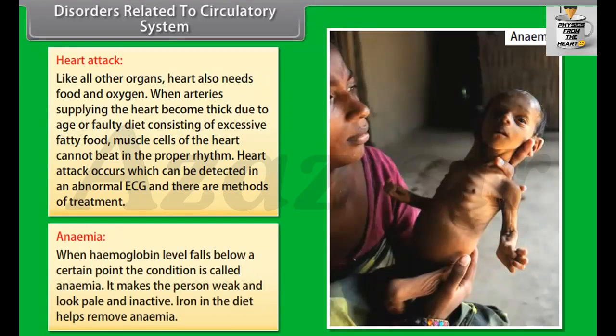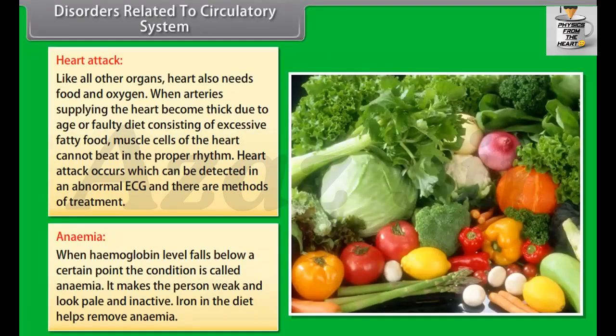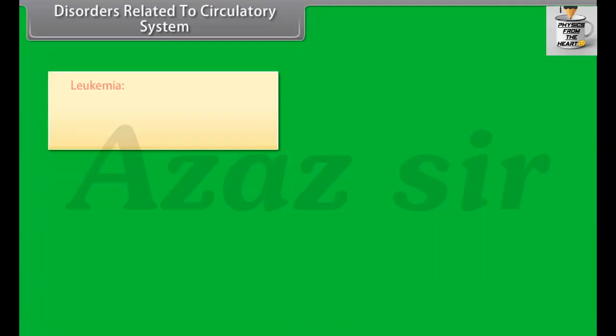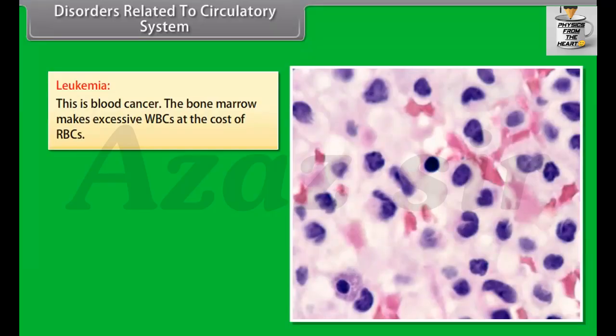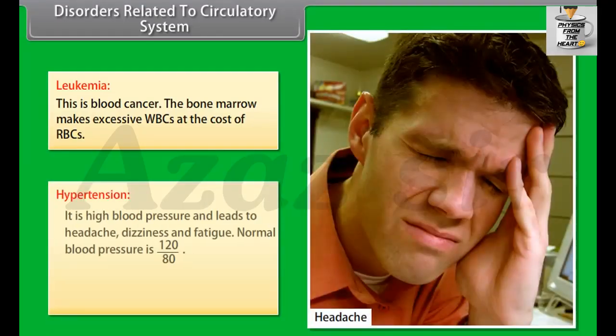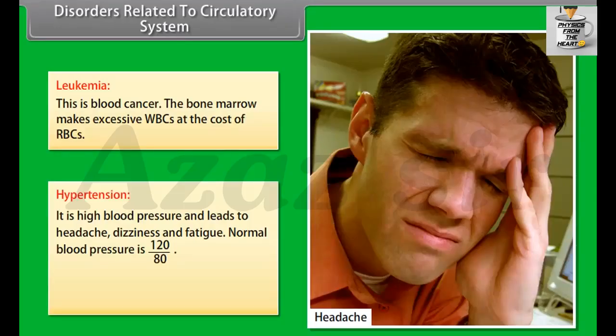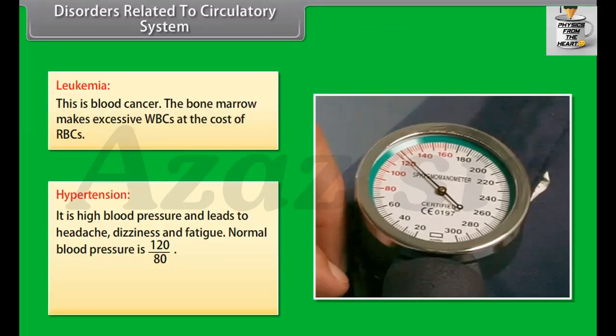Anemia. When hemoglobin level falls below a certain point, the condition is called anemia. It makes the person weak and look pale and inactive. Iron in the diet helps remove anemia. Leukemia. This is blood cancer. The bone marrow makes excessive WBCs at the cost of RBCs. Hypertension. It is high blood pressure and leads to headache, dizziness, and fatigue. Normal blood pressure is 120/80. High blood pressure is caused by anxiety also.